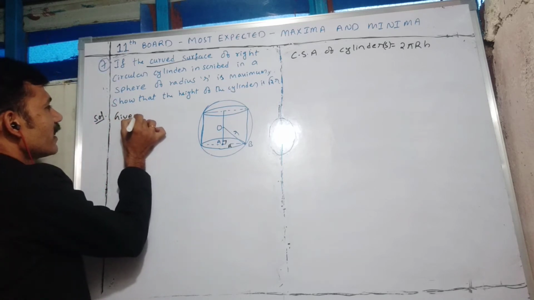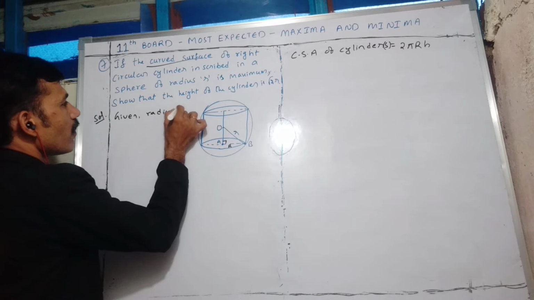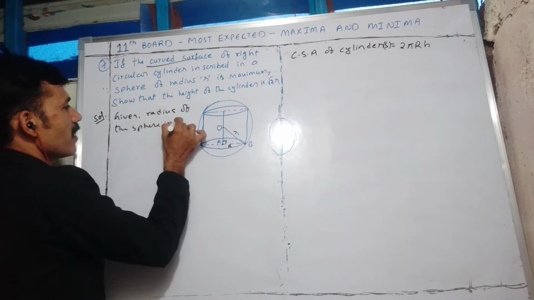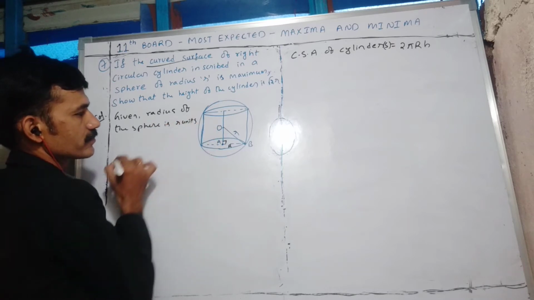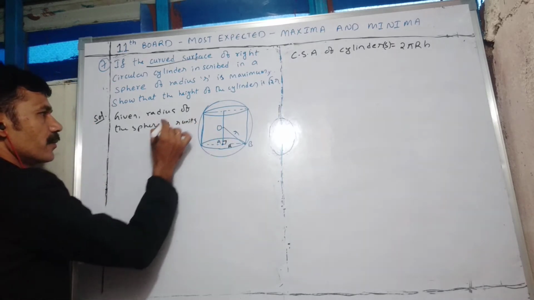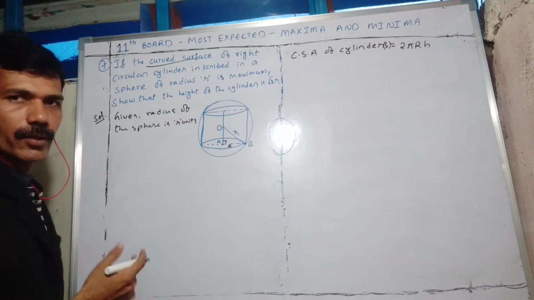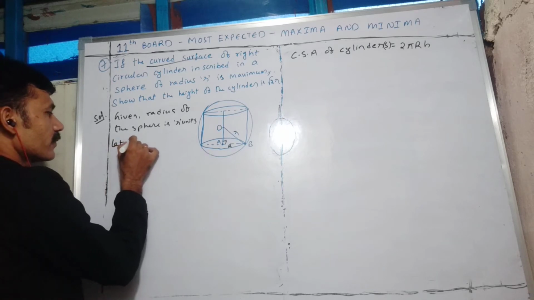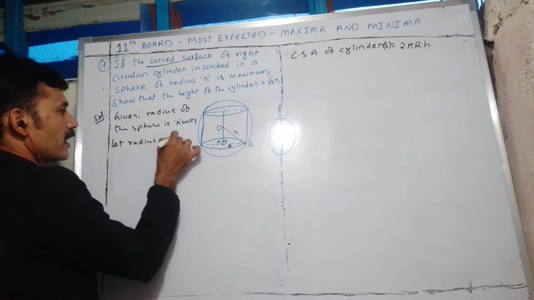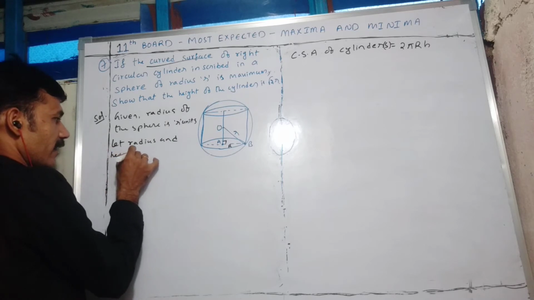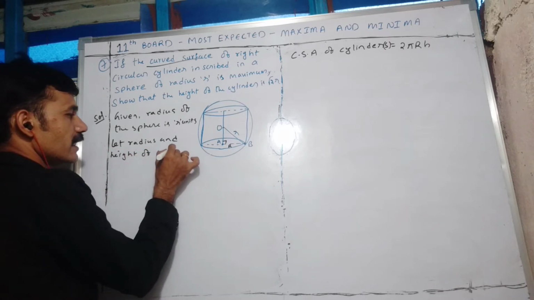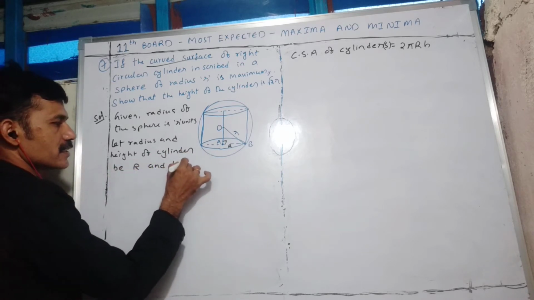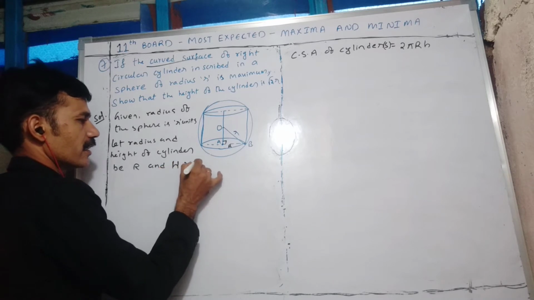Given, the radius of the sphere is r units. Okay, small r they give. Next, we don't know the dimensions of the cylinder, so we have to describe them. Let the radius and height of the cylinder be capital R and capital H respectively.